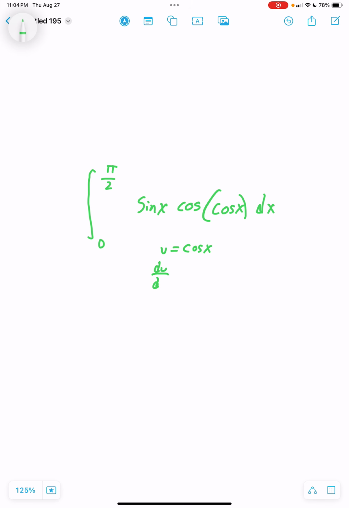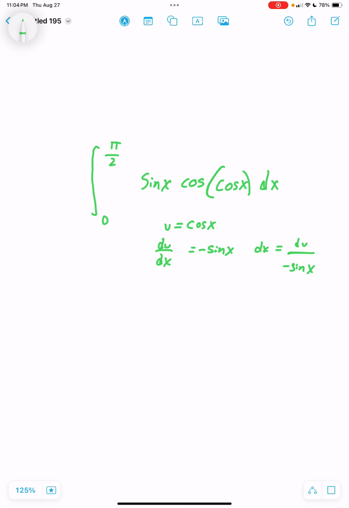And then du dx, we know the derivative of cosine x is negative sine x. And therefore dx equals du over negative sine x, right? And now I can take that negative out, so I get negative integral. I have to redefine my boundaries. Cosine of 0 is going to be 1. Cosine of pi over 2 is going to be equal to 0.